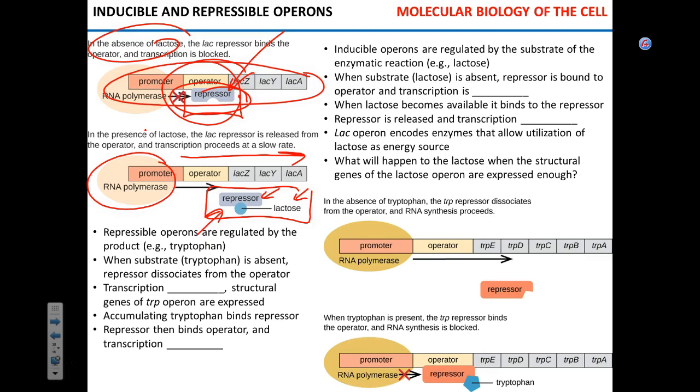As I use it, what happens to the lactose levels? Exactly. When I use all the lactose and it's gone again, what's going to happen to this complex? Lactose is gone. There's no complex anymore, right? Because there's no lactose, the repressor is going to go back to the DNA. So I don't spend resources and energy on making proteins that I don't need, since I just ate all the lactose around me. If lactose becomes available again, those proteins will be produced again. Does that make sense? So an inducible operon is regulated by the substrate. When substrate binds to the repressor, the repressor dissociates from the DNA and transcription is initiated.